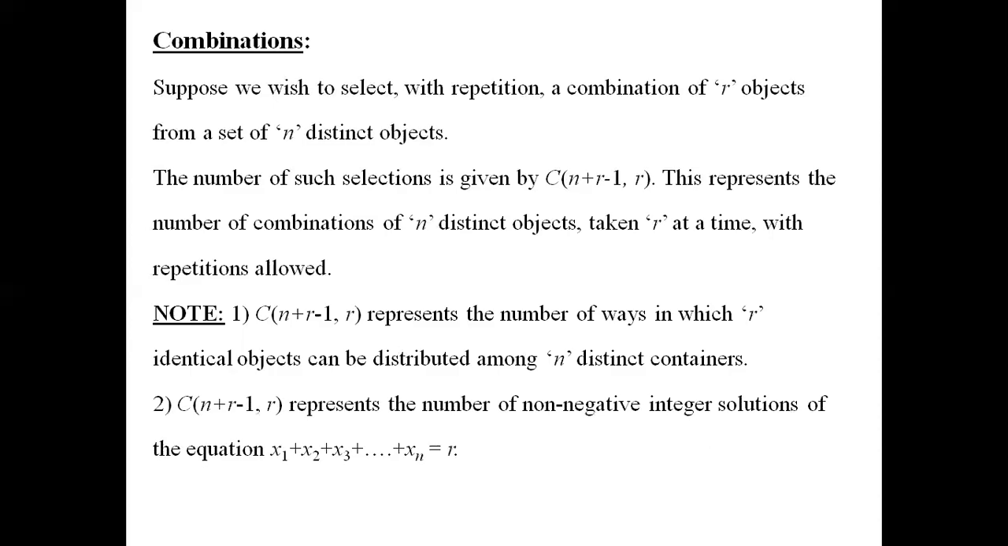We'll note another important point: C of n plus R minus 1 comma R also represents the number of non-negative integer solutions of the equation x1 plus x2 plus x3 and so on up to xn is equal to R. So suppose we wish to find the number of non-negative integer solutions of an equation of this form, that is, a sum of n terms equal to R, then that number is obtained by n plus R minus 1 C R, using the formula for combinations with repetitions. So let us see problems on this topic today.